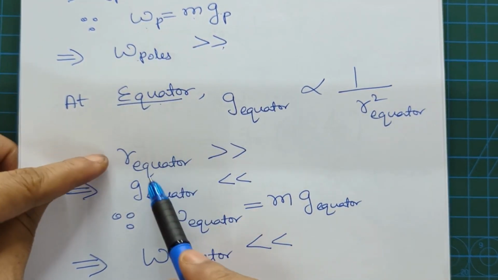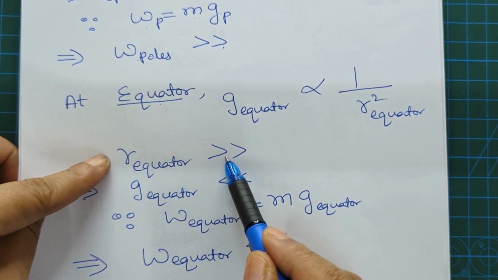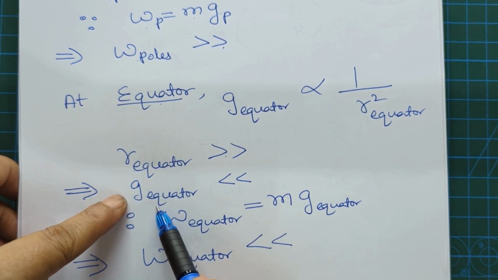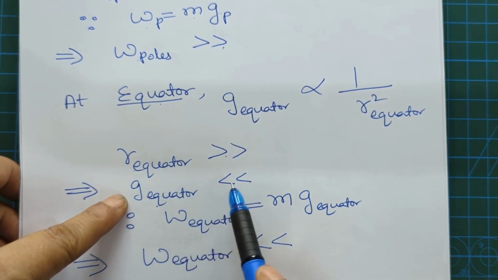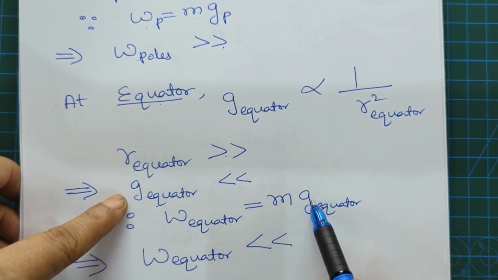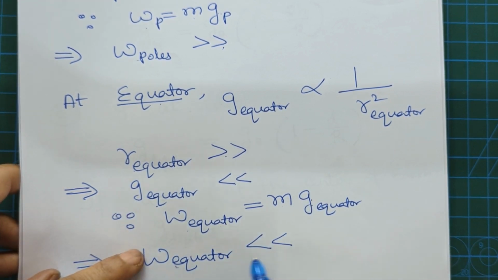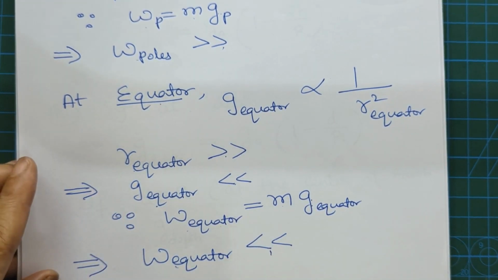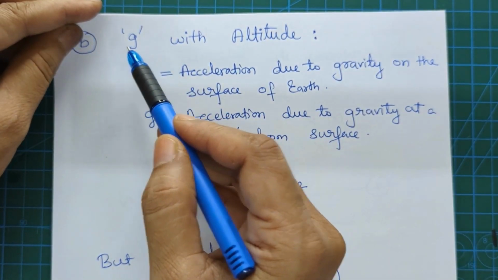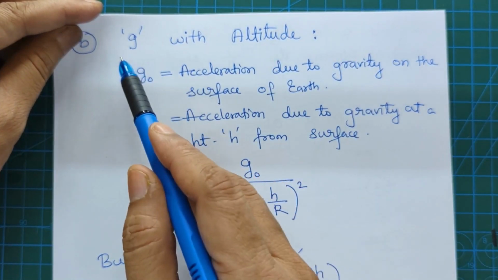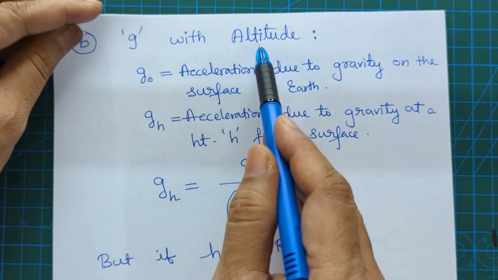At equator, radius of earth is more, so g at a point on the surface of equator is less, w is equal to mg, g is less, so weight of a body at equator is less. So now we saw how g varies with the shape of earth. Now let's see how g varies with altitude.